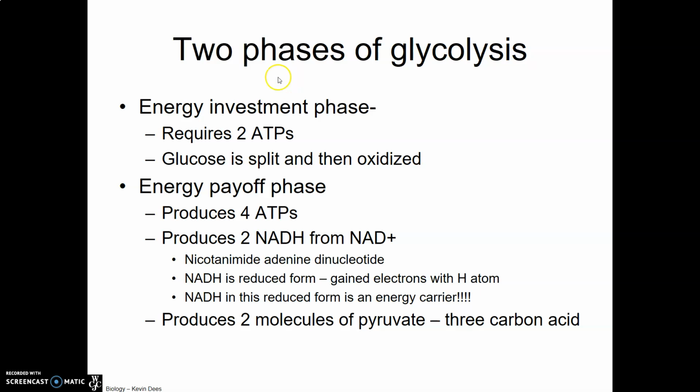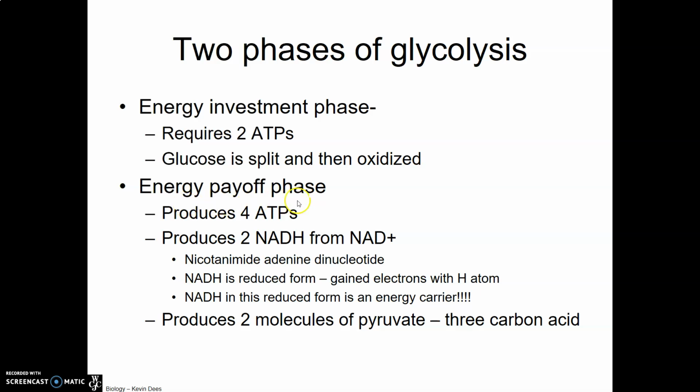And if we look, there are 2 phases of glycolysis. The first is the energy investment phase. That's going to require 2 ATPs. So we're going to spend a little bit of energy to harvest a little bit of energy, if you will. Now, during this energy investment phase, the glucose is actually going to be split, and then this oxidation process will begin. The second phase of glycolysis is the energy payoff phase.